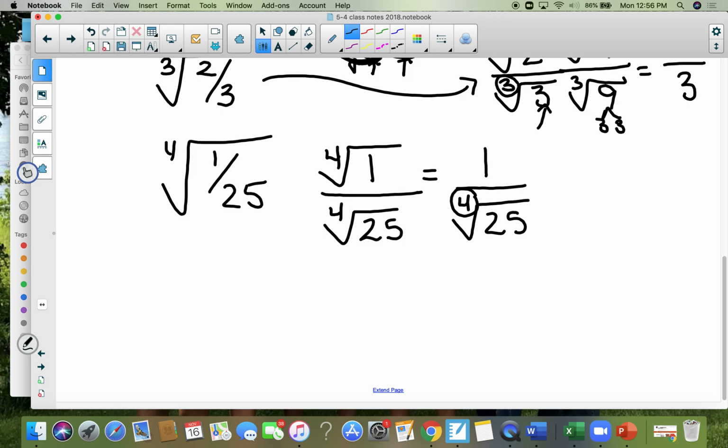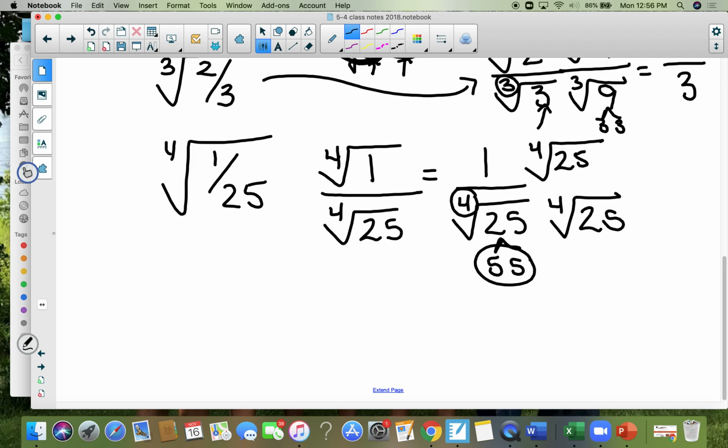I need 4 of something. Well, 25 is made up of 5 times 5. So I have 2 5's. How many more 5's do I need? Don't I need 2 more? So don't I have to multiply it by the 4th root of 25? My final answer is the 4th root of 25 on the top over just 5 on the bottom.